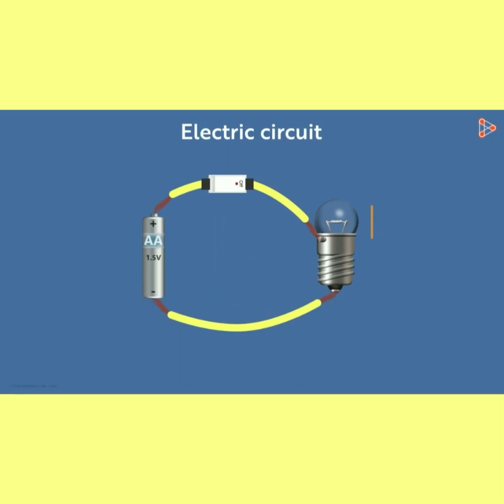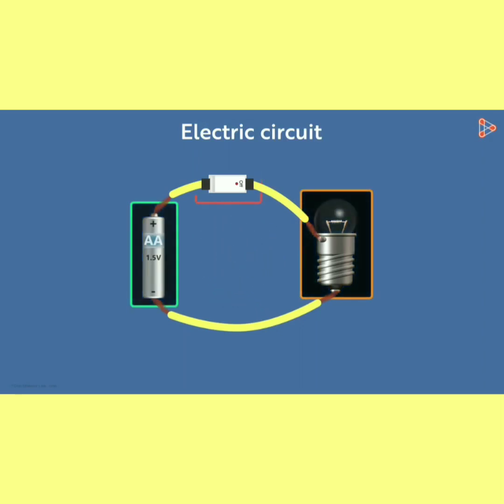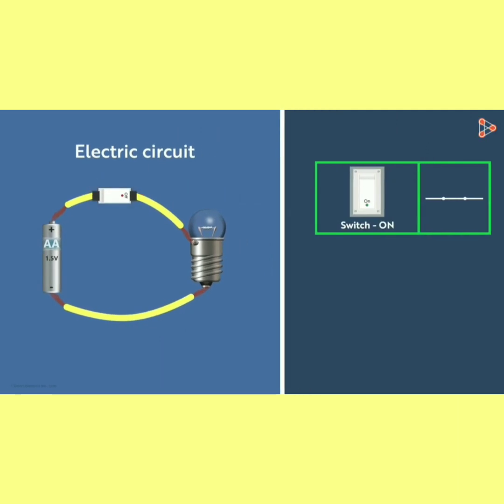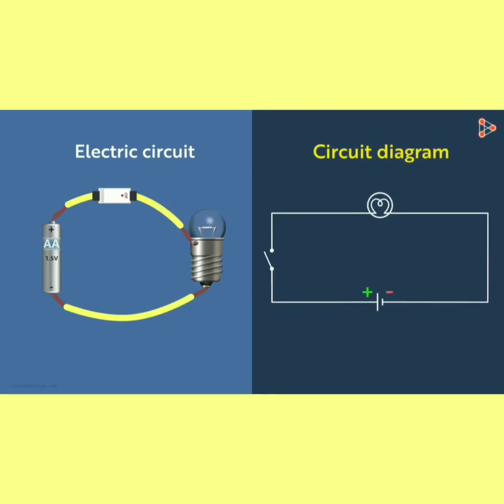Yes, 3. A bulb, cell and a switch. What is the symbol for switch? There are 2 symbols for a switch. This symbol is used when the switch is on and this symbol is used when the switch is off. If we were to draw a circuit diagram for this circuit, then here is what it will look like.